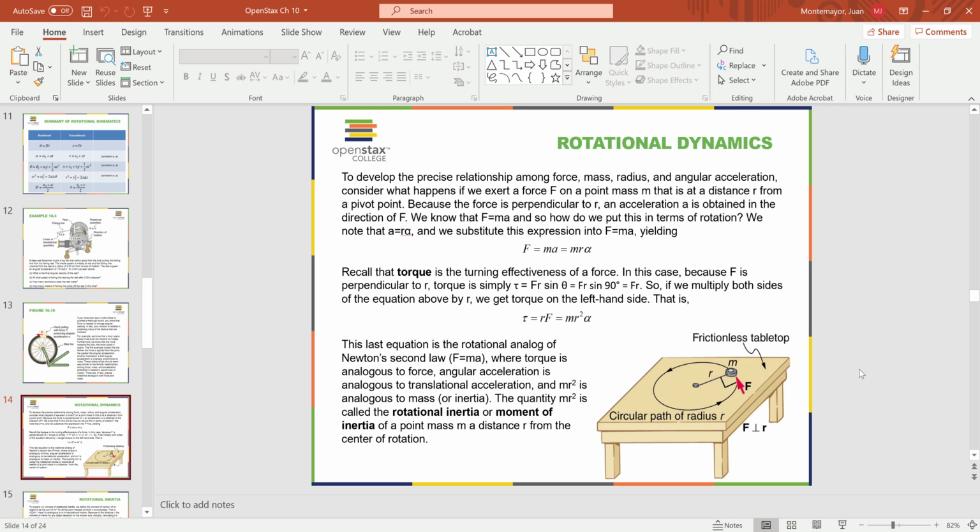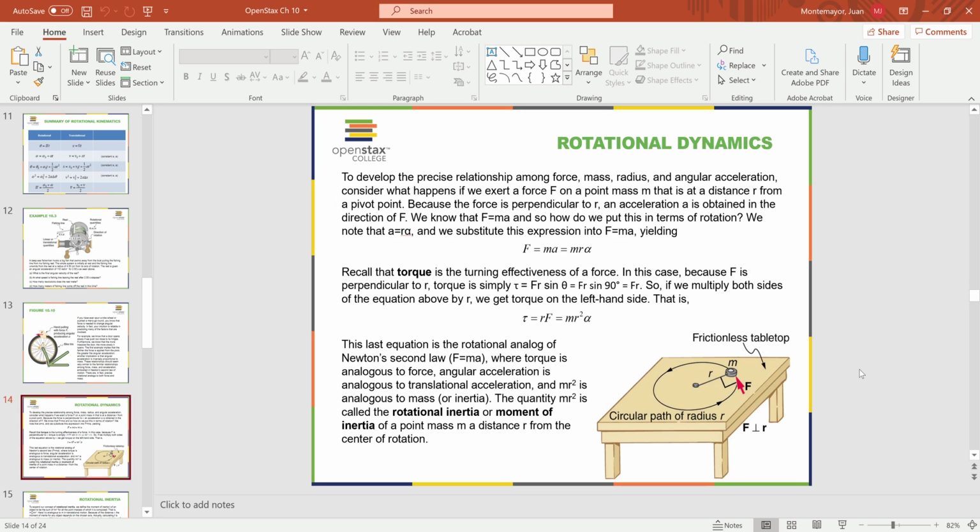Well, we know that a is equal to r alpha, and if we substitute that into our F equals ma, we get F equals ma, which equals m r alpha. Recall that torque is the turning effectiveness of a force. In this case, because F is perpendicular to r, torque is simply tau equals F r sine theta, which is equal to F r sine 90 because it's perpendicular, so F r.